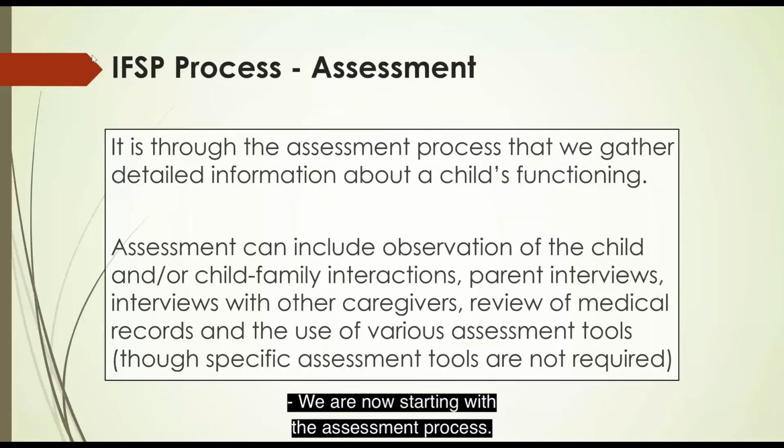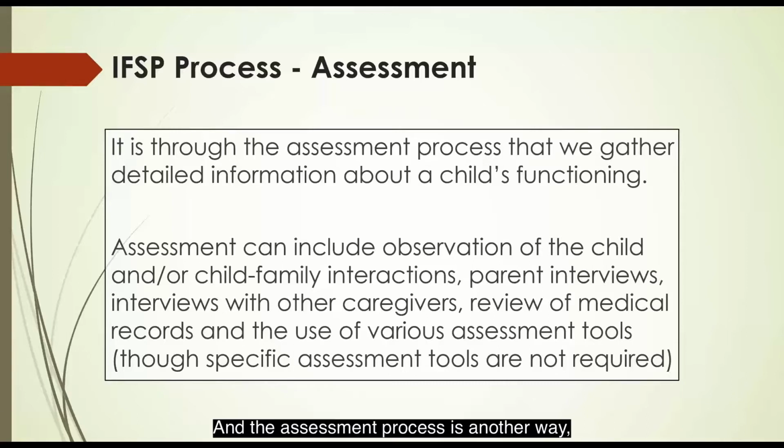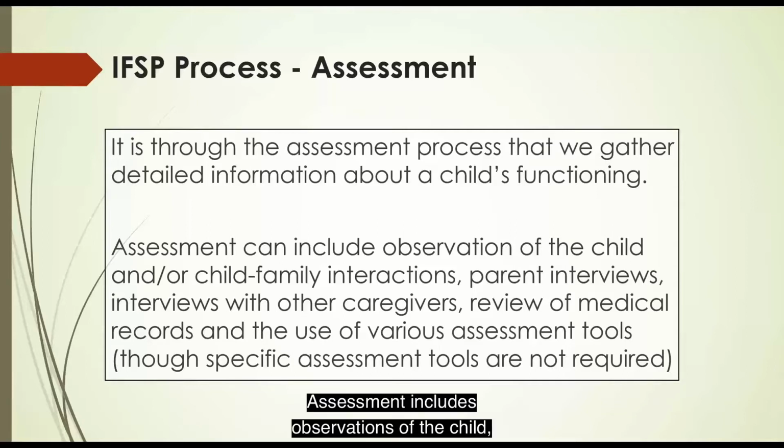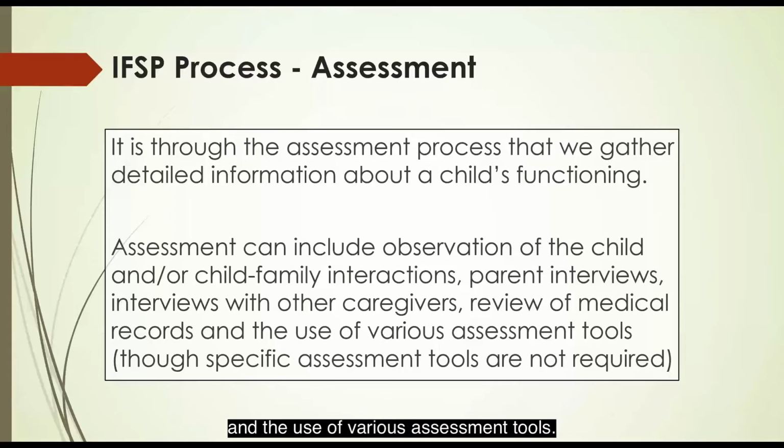We are now starting with the assessment process. And the assessment process is another way, and I would say the major way, that you get information about families that's truly going to inform the child outcome summary process. Assessment includes observations of the child, observation of the family-child interactions, parent interviews, interviews with caregivers, review of medical records, and the use of various assessment tools.